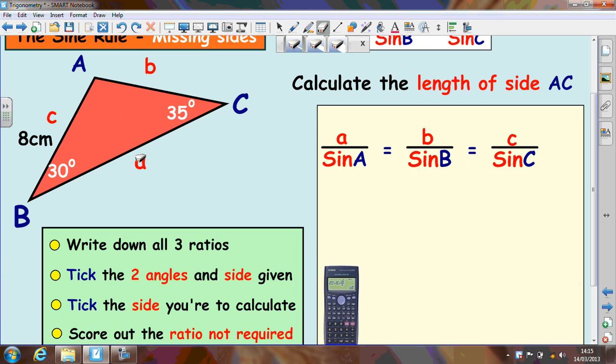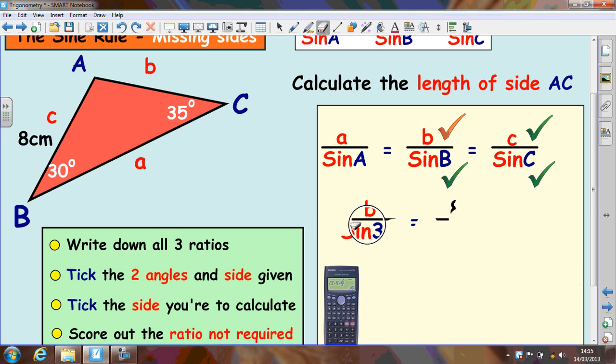So we don't care about a or angle A, so we're not going to tick anything there. We're trying to work out b, so we'll tick that. We have the sine of B, so because it's the sine of 30, we'll tick that. We know what small c is, so we'll tick that. And the sine of C is sine 35, we know that too. That means when you come to write the next line you can disregard the a's, we don't need that in the next line.